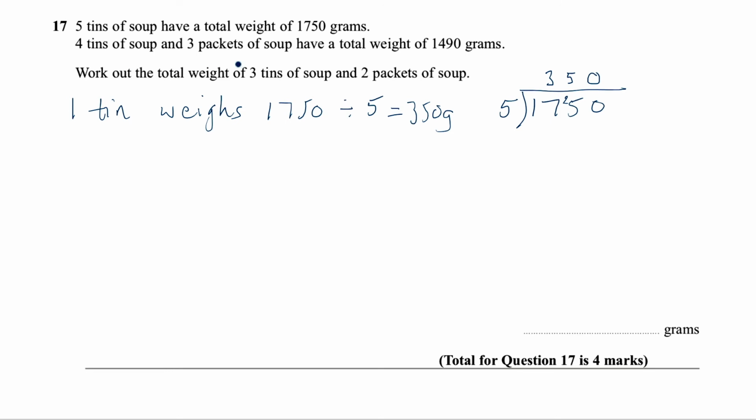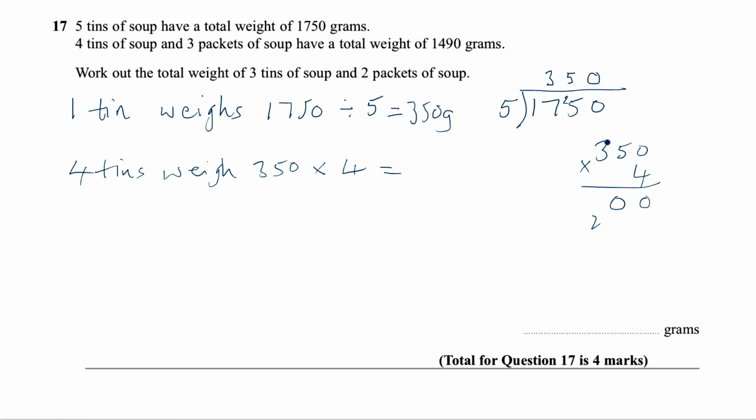Now, 4 tins of soup and 3 packets of soup have a total weight of 1,490. So 4 tins weigh 350 times 4. So let's do the workings out here. 350 times 4. 0 times 4 is 0. 5 fours are 20, so 0 there and 2 there. 3 fours are 12, 2 makes 14. So that's 1,400 grams. Now we can see that the 4 tins of soup and the 3 packets of soup weigh altogether 1,490. So we know that the 3 packets weigh 90 grams. And I think you'll see that therefore 1 packet of soup weighs 90 divided by 3.